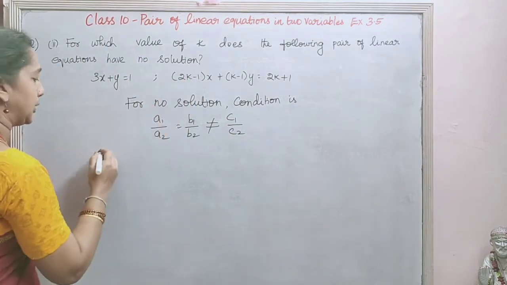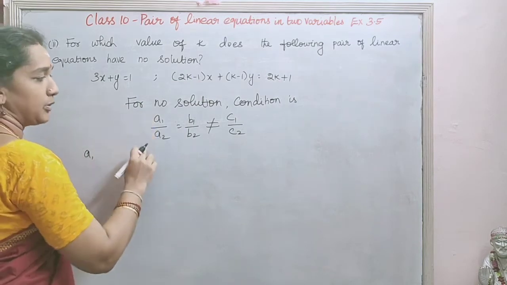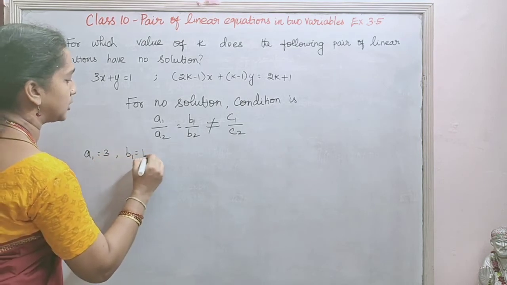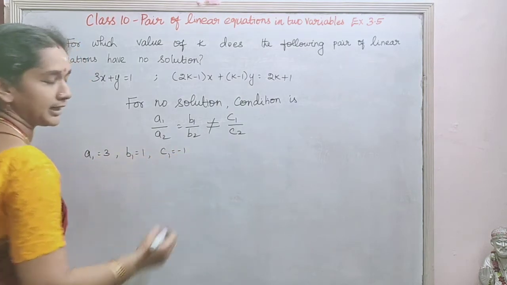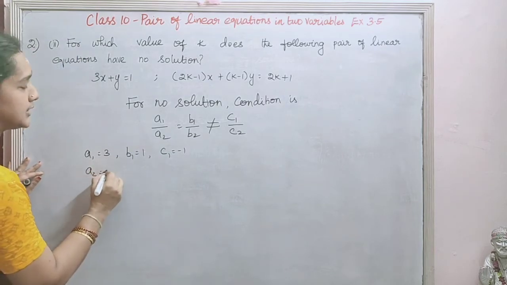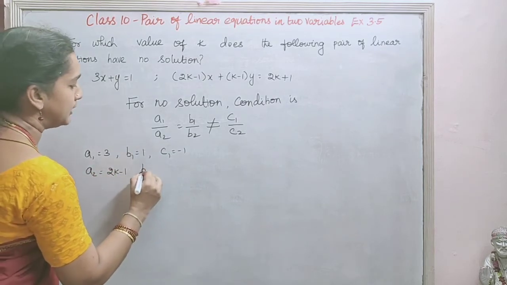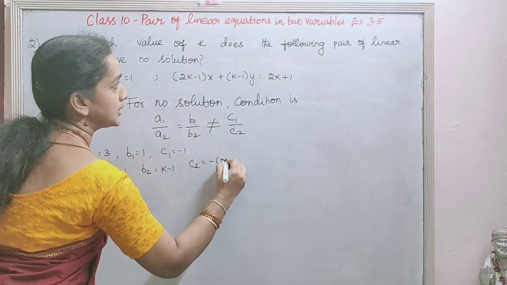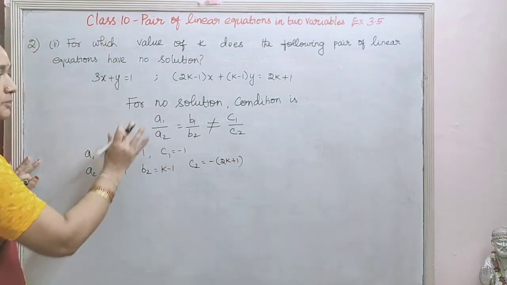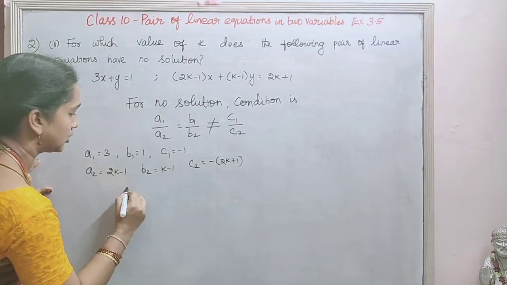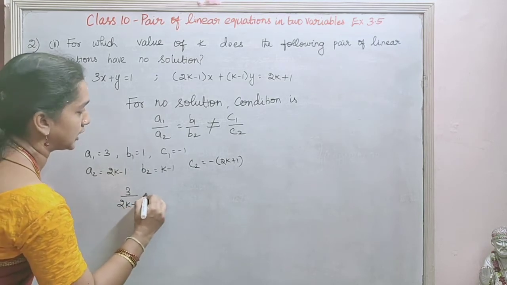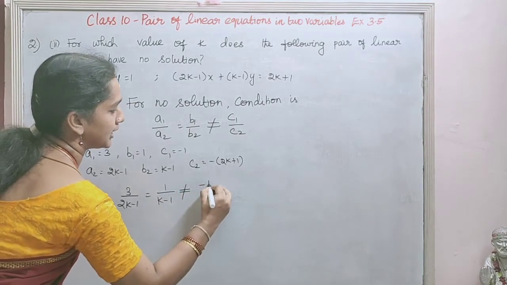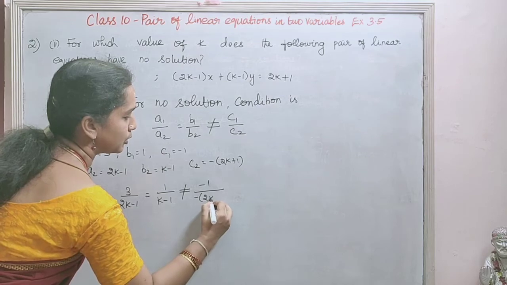So from the given two equations we will find a1, a2, b1, b2 and c1, c2. So a1 is equal to 3, b1 is equal to 1, c1 is equal to minus 1. Then a2 is equal to 2k minus 1, b2 is equal to k minus 1, c2 is equal to minus 2k plus 1. Now we will substitute this in the given condition. So 3 by 2k minus 1 is equal to 1 by k minus 1 not equal to minus 1 by minus 2k plus 1.